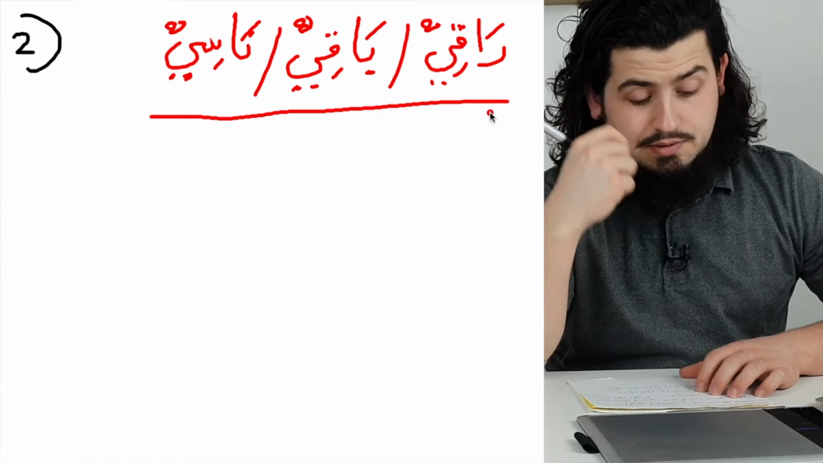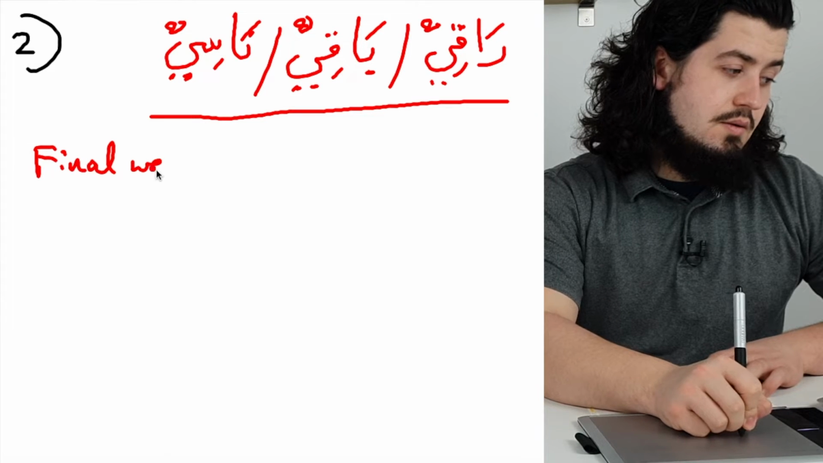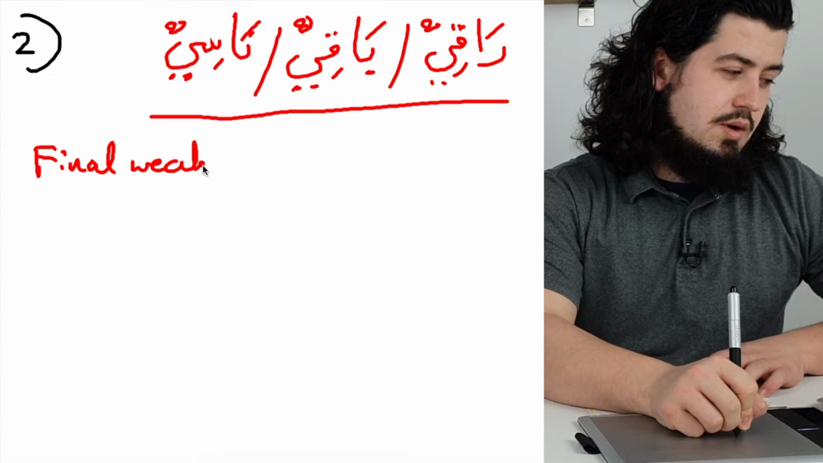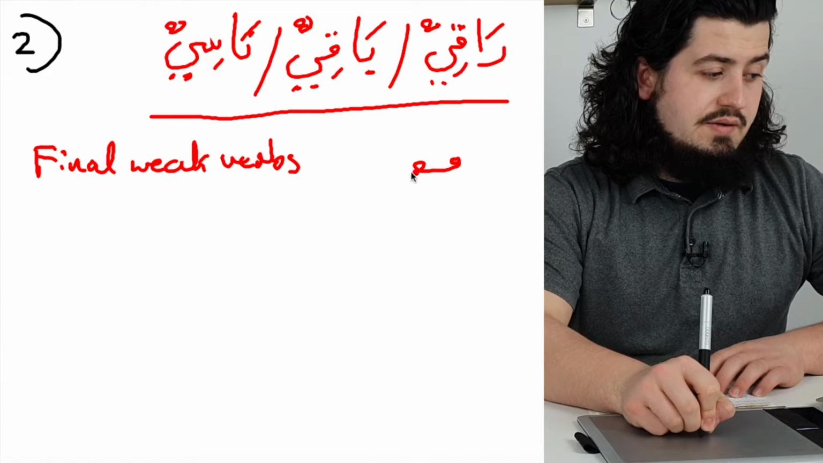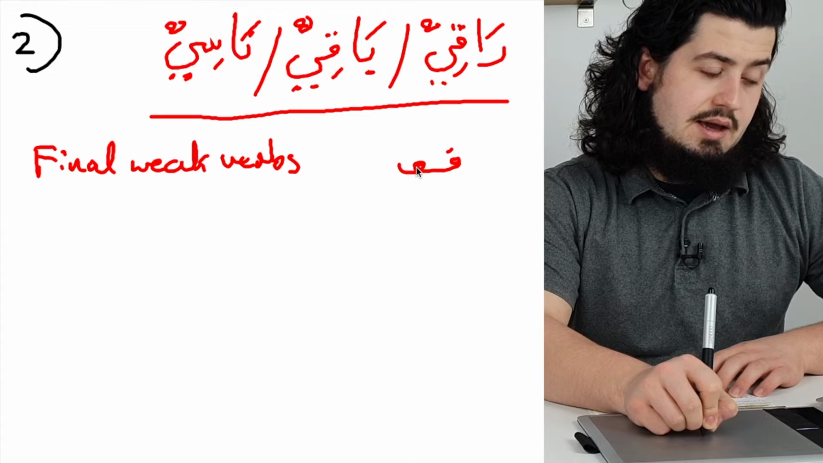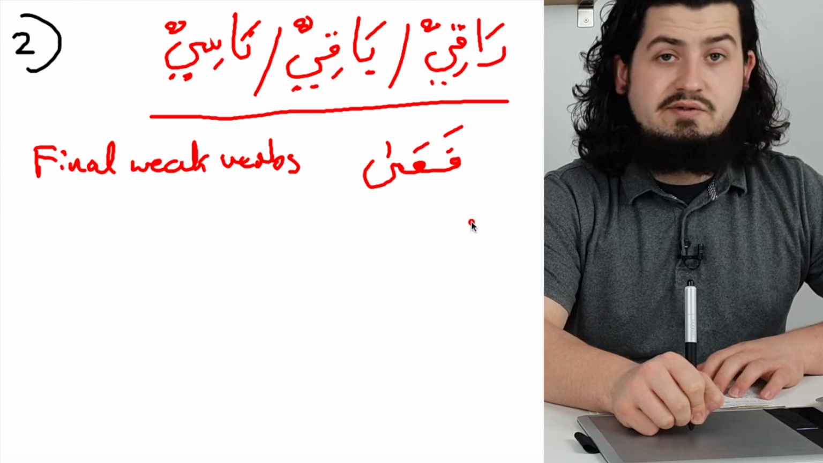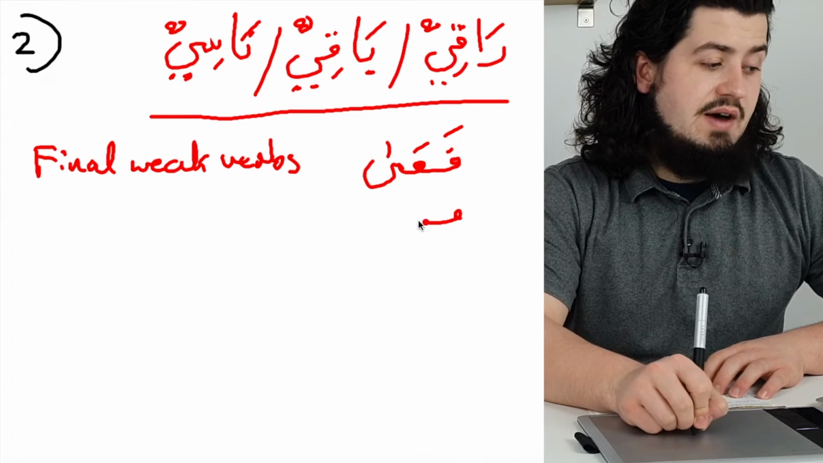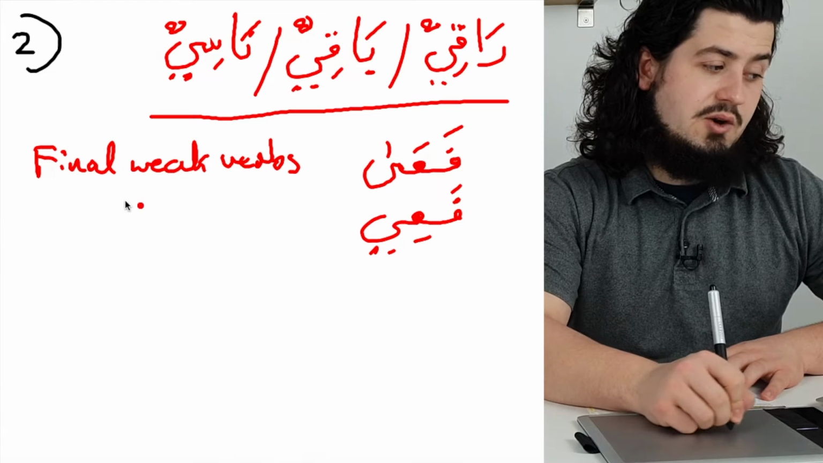What is the mistake? The mistake is when we have final weak verbs. Final weak verbs, which are like this: fa'ain, and then they have a weak letter on the end. So like fa'a, for example. That's a weak pattern. Fa'a, or like fa'iya. That's a weak pattern. Okay, that's what a final weak verb is.